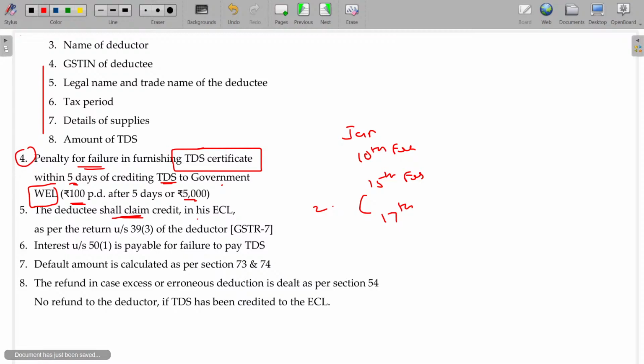The deductee shall claim the credit in the electronic cash ledger. This will be available in the electronic cash ledger. Okay, it is not the electronic credit ledger, it goes to the electronic cash ledger, his own tax.